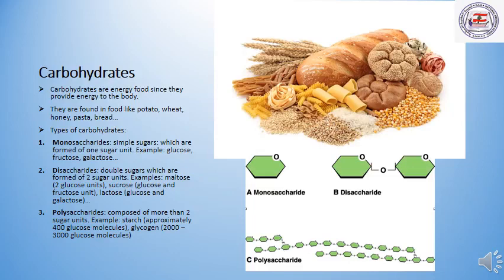The third type of carbohydrates are the polysaccharides. They are composed of more than two sugar units. For example, starch, which is made up of approximately 400 glucose molecules, or glycogen, which is made up of 2,000 up to 3,000 glucose molecules. In the neighboring document, you can see sketches of monosaccharides, disaccharides, and polysaccharides.